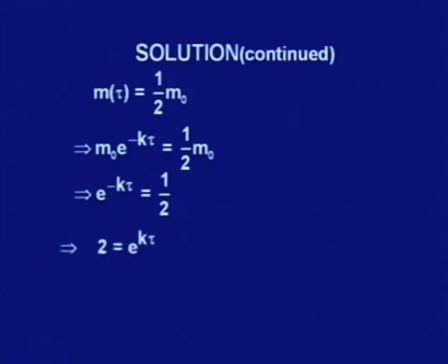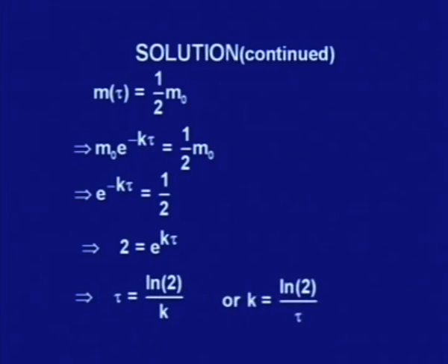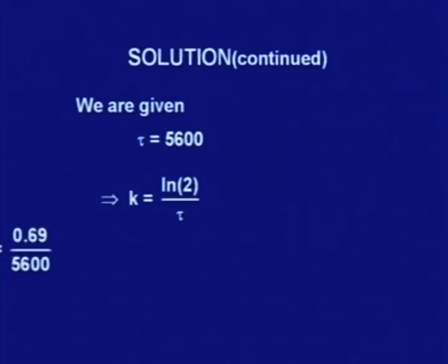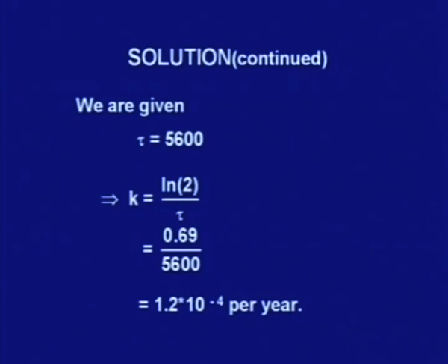Thus, what we are getting is that 2 is equal to e to the power k tau, and thus tau is log 2 upon k. So, we are just solving this equation without actually incorporating the value of tau. We are given that tau is equal to 5600. So, we incorporate this and we get k is equal to log 2 upon tau, which is 0.69 divided by 5600, which gives approximately 1.2 into 10 to the power minus 4 per year. We have taken the time in terms of years, because it takes a long time. So, we have got k.